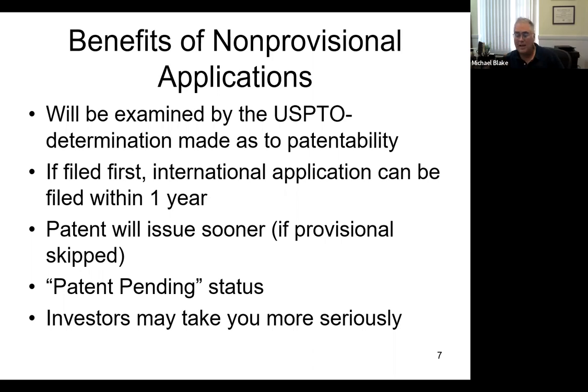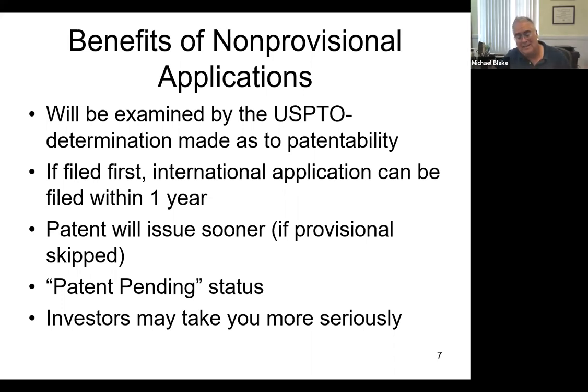So a non-provisional application is examined by the patent office, and the patent office will make a determination as to whether or not your invention is patentable. When you file a non-provisional, you can file an international patent application within 1 year that claims priority to it. You can also do that with a provisional also. So that's a benefit of both, I guess.